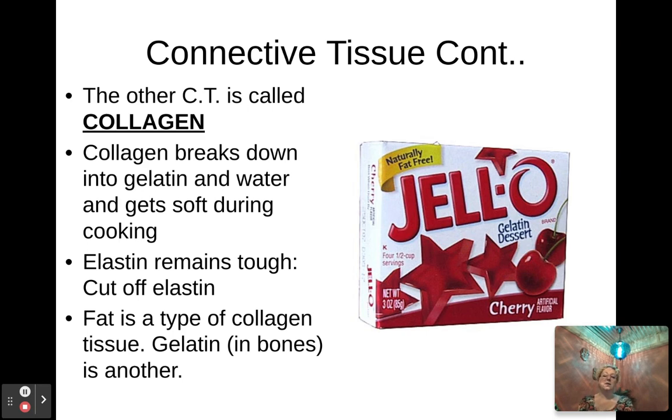The next connective tissue is collagen. So collagen is a connective tissue that does break down. Fat is a type of collagen. Fat does cook. When you apply heat, it's going to cook, it's going to melt. You also have gelatin. So gelatin is found in the bones of animals, and gelatin cooks out of these bones. And this can come into play and be very important for certain food items, such as stock making, which we'll talk about later on in the course.